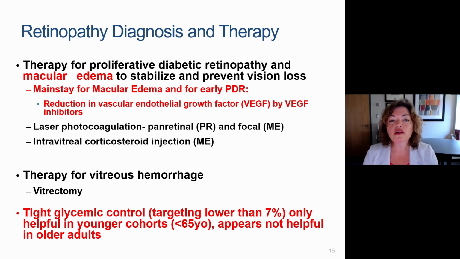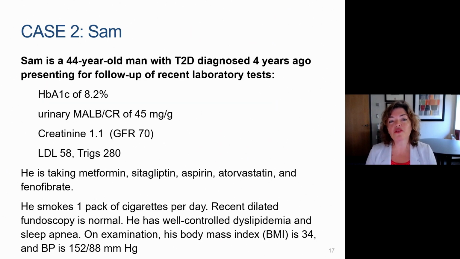So, okay. And there we go. Let's go do the second case. This is Sam. Sam's a 44-year-old man with type 2, diagnosed 4 years ago. He's presenting for follow-up of recent lab tests. His A1C is 8.2. He has a urinary microalbumin to creatinine ratio of 45. His creatinine is 1.1 with a GFR of 70, and his LDL is 58 with triglycerides in the 280 range.